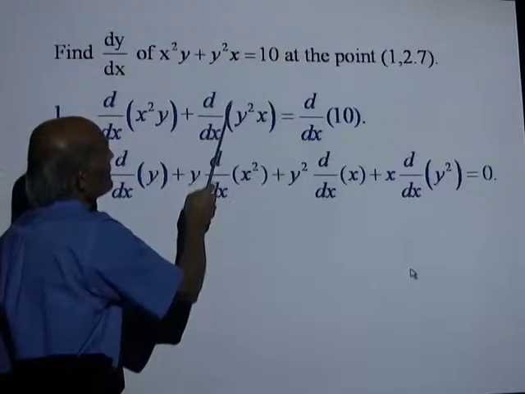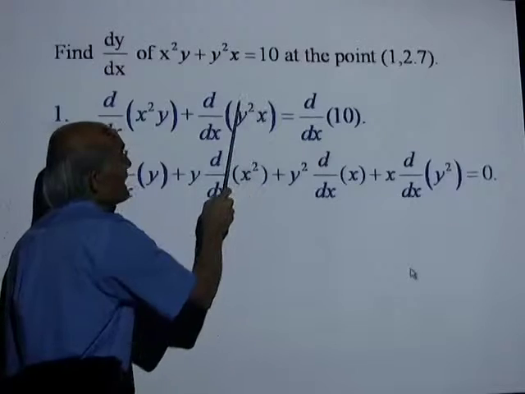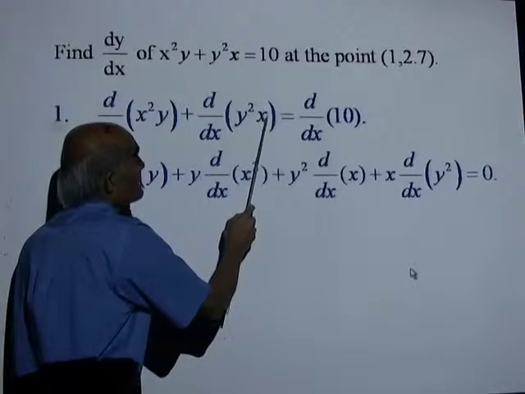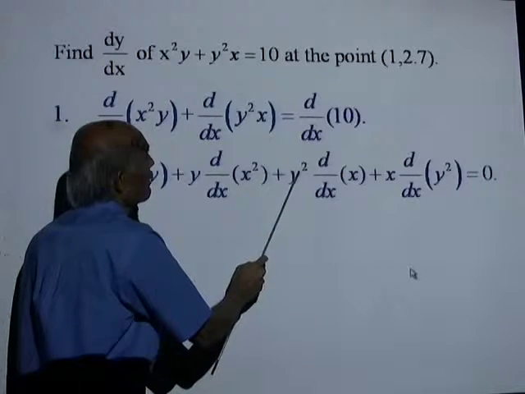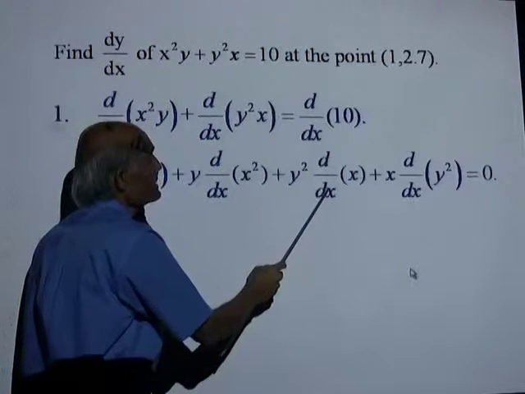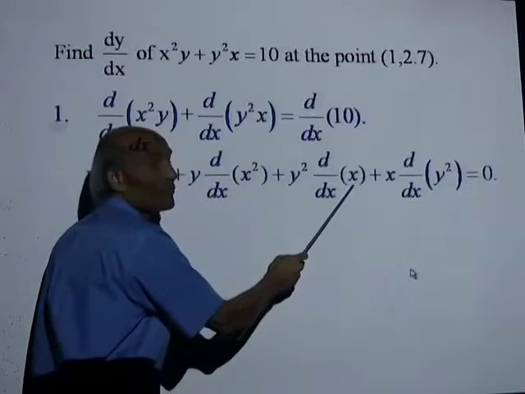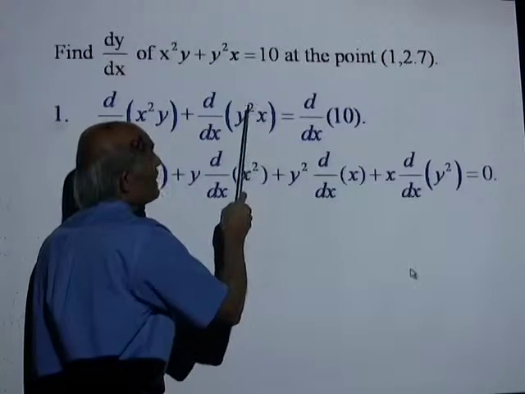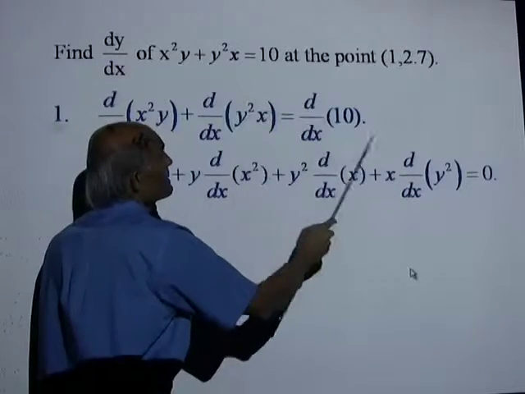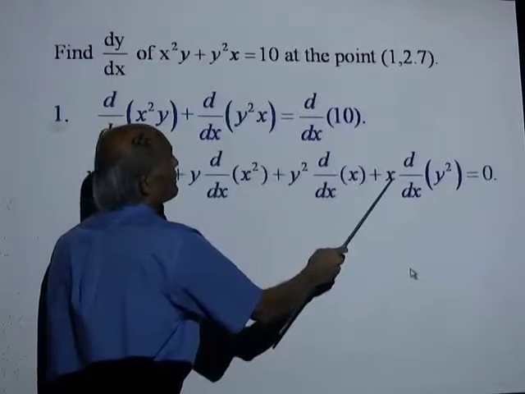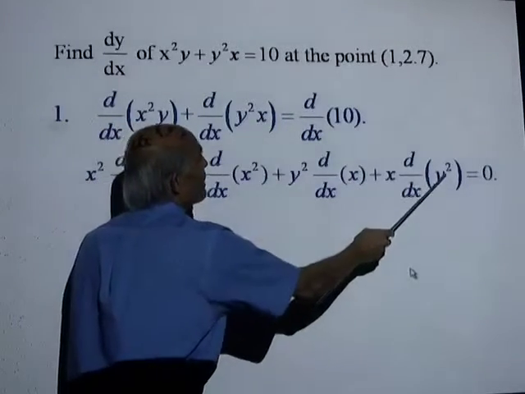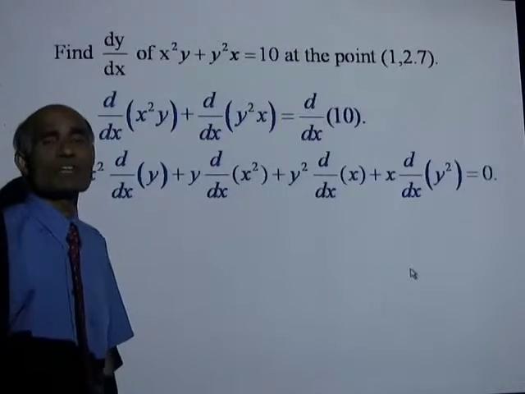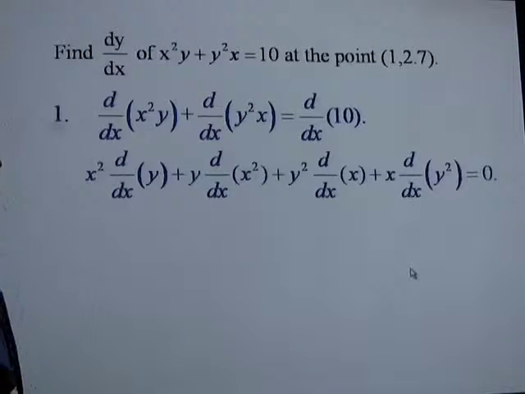Plus the derivative of y squared x. That is first function times the derivative of the second: y squared times d by dx of x, right? Plus the second function times the derivative of the first: x times d by dx of y squared. And of course the derivative of the constant is 0.